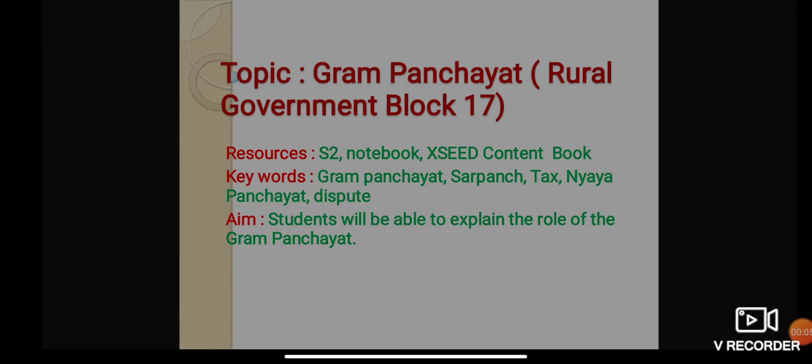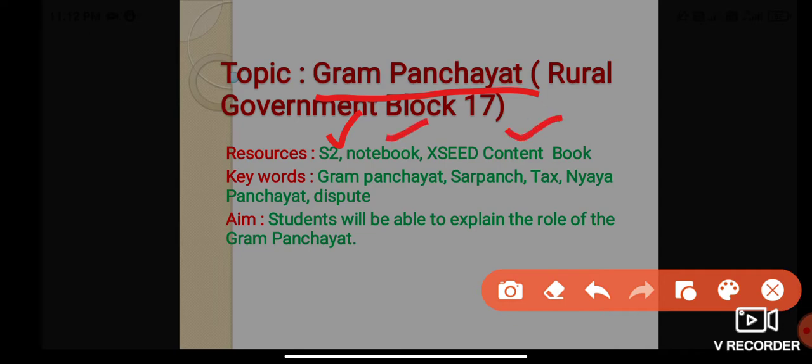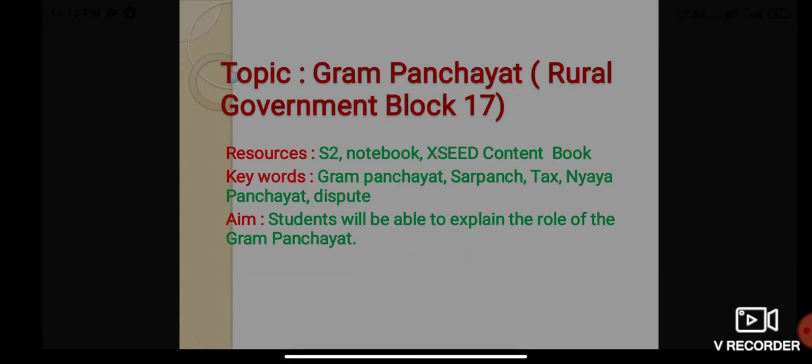So today we will start with a new topic under block 17, that is Gram Panchayat. Resources required for our class today are your S2 worksheet, S2 notebook, and exit content book. Keywords for today are Gram Panchayat, Sarpanch, Tax, Nyaya Panchayat, and dispute. The objective for today is that students will be able to explain the role of the Gram Panchayat.